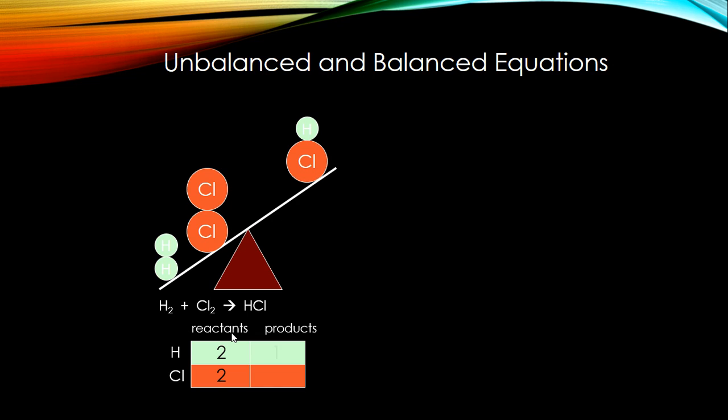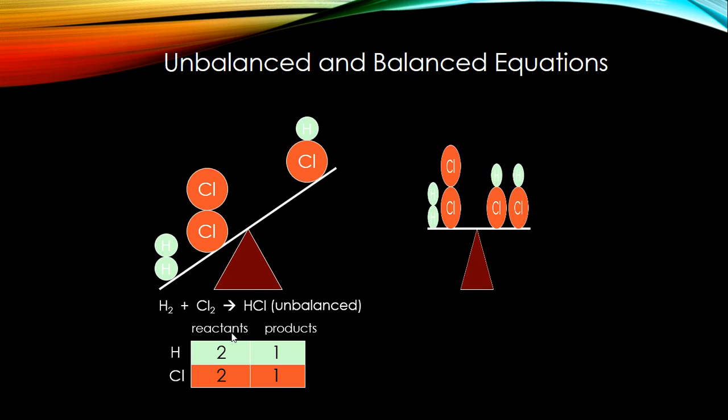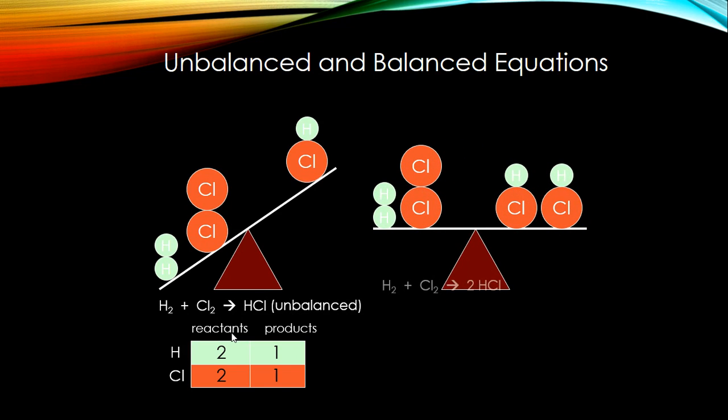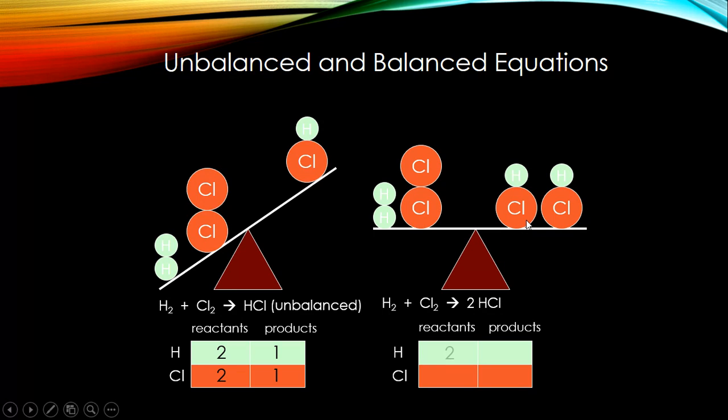So we've got two H's, 2 Cl's, but I only have 1 of each in the products. All right, if I put a 2 in front of the HCl over on this side, then it becomes more balanced, where I have 2 H's and 2 Cl's on the reactant side, and I have 2 H's up here and 2 Cl's on the product side. So it's balanced.